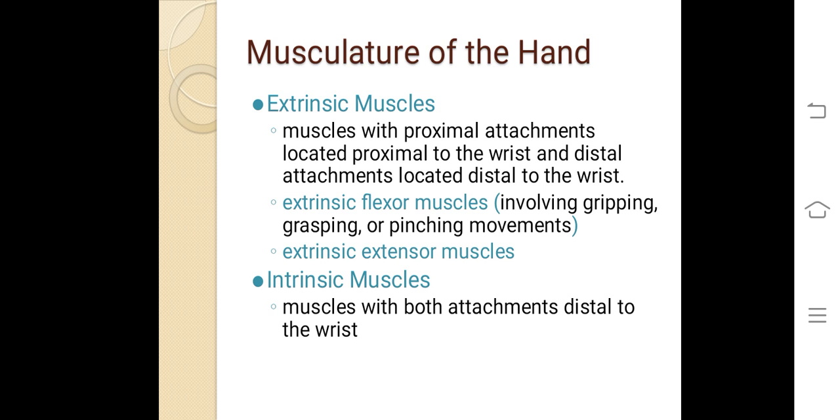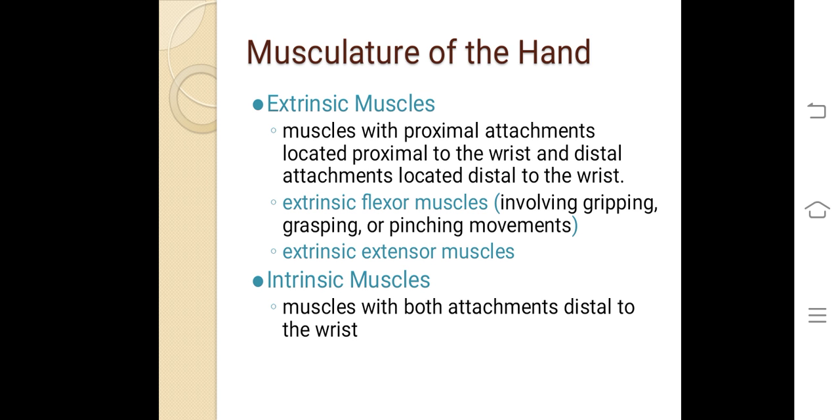These are the musculature of the hand. A relatively large number of muscles are responsible for the many precise movements performed by the hands and fingers, which are called extrinsic and intrinsic muscles. Extrinsic muscles have the proximal attachment located proximal to the wrist and distal attachment located distal to the wrist. These include extrinsic flexor muscles and extrinsic extensor muscles, which are involved in gripping, grasping, and pinching movements.